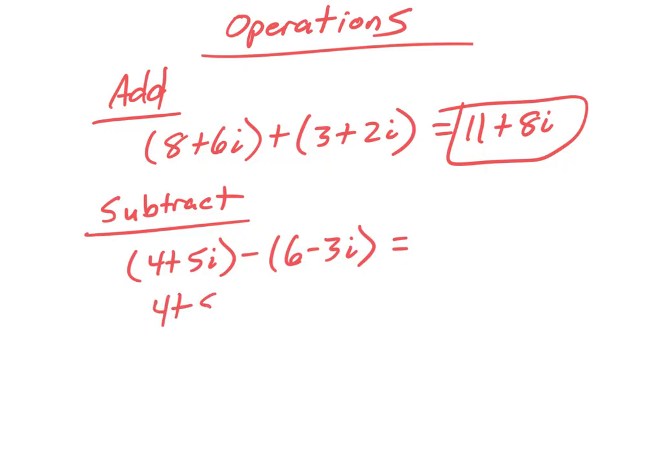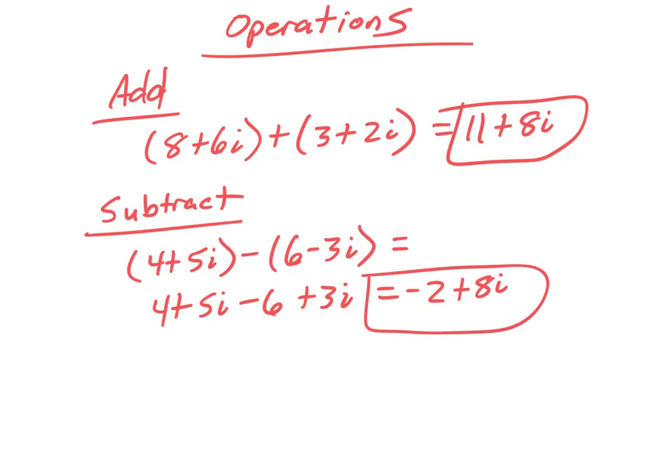And probably wouldn't be a bad idea to even rewrite it. Minus 6 plus 3i. Because when I distribute, it's going to change signs. And then 4 minus 6 would become negative 2. 5i plus 3i would be 8i. And that would be our answer. Okay. So you just really got to watch your signs, combine like terms. Okay. Addition and subtraction is pretty straightforward.